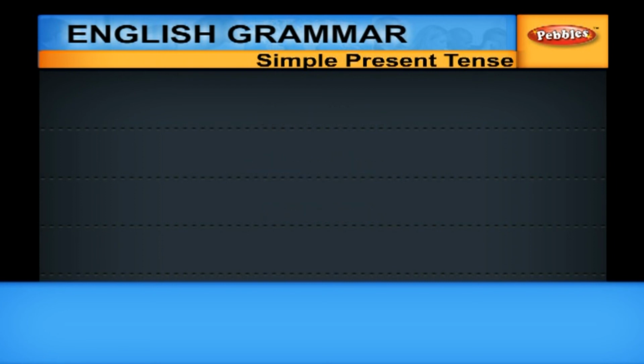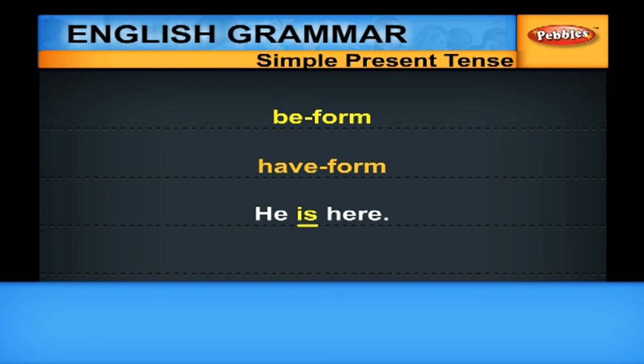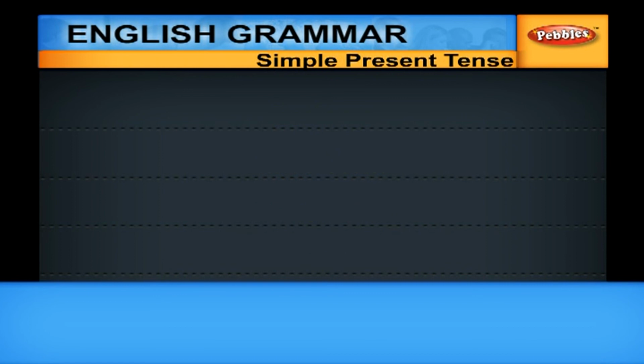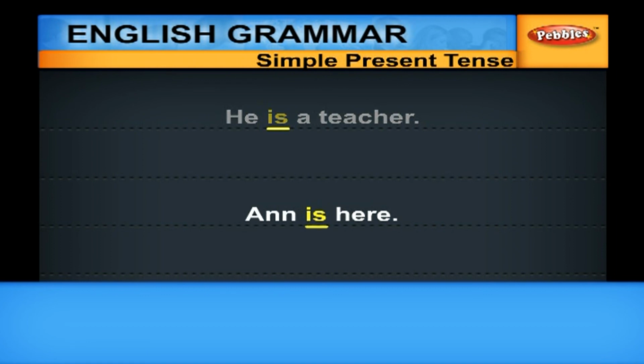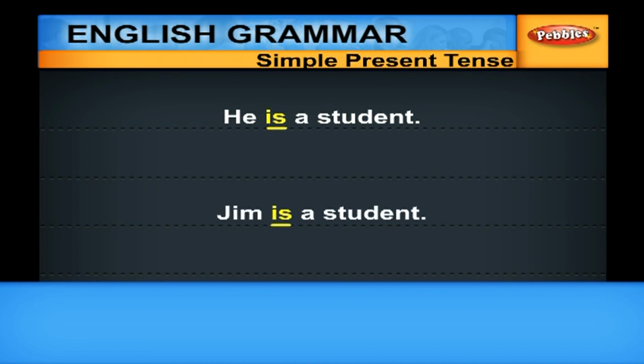We can also use be form and have form as a main verb for simple present tense. You can say, he is here, or Tom is here. He is a teacher, or Anne is here. He is a student, or Jim is a student. We are using auxiliary is as a main verb.